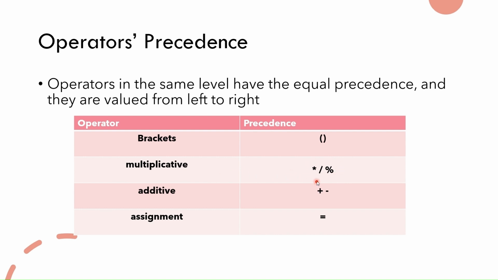That doesn't mean multiplication has more power than division or modulo, but when they come in the same statement or the same expression, whichever is first, either multiplication or division or modulo, will execute first. Then we will go to the next one. Additive, the subtraction and addition. Assignment, which is the lowest power and precedence level.